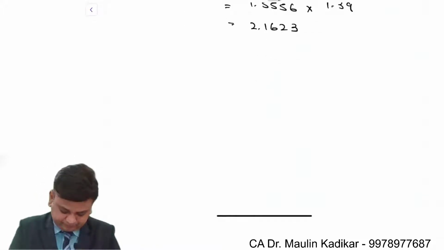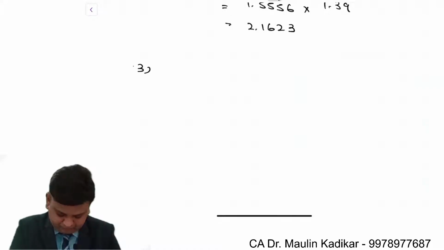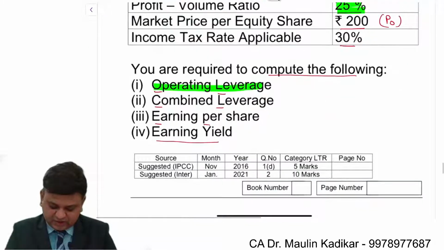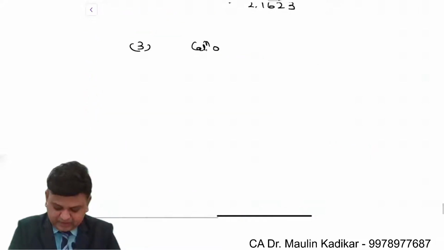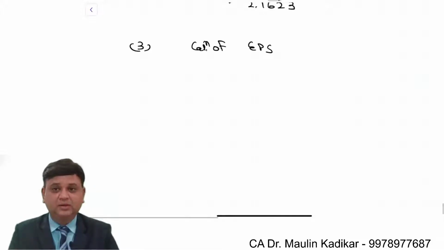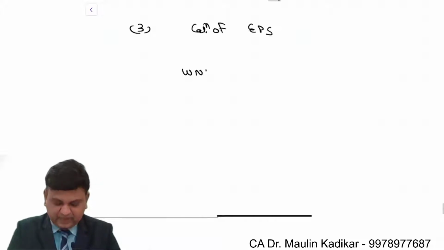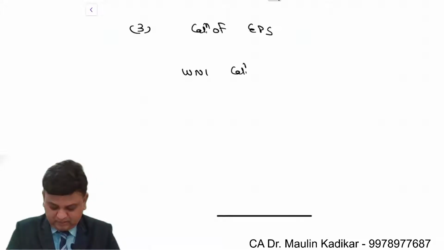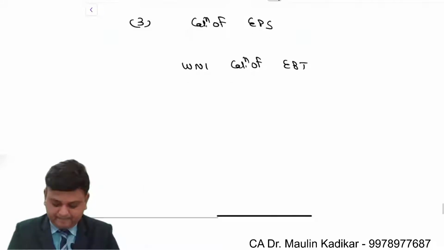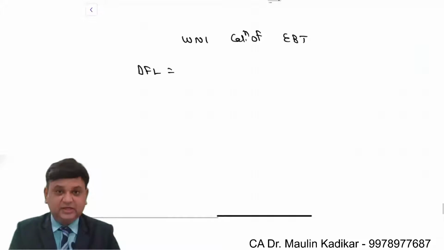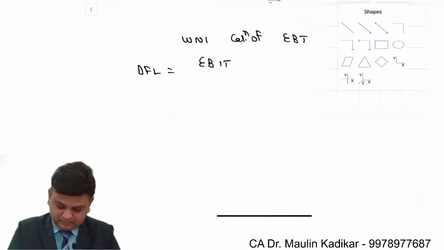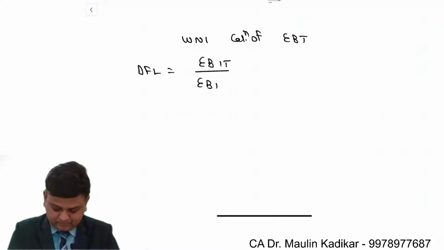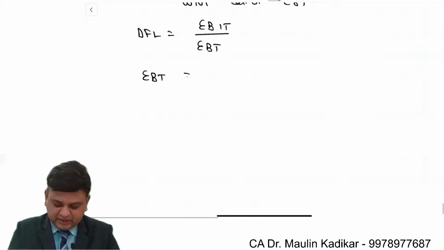Third question. Third question says that you are required to compute the EPS. Calculation of earning per share. In that, working note number 1, calculation of EBT. We understand that the degree of financial leverage is equal to EBIT upon EBT. So EBT is equal to EBIT upon DFL.